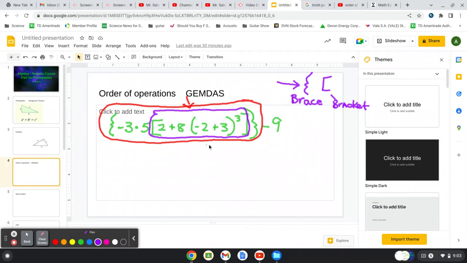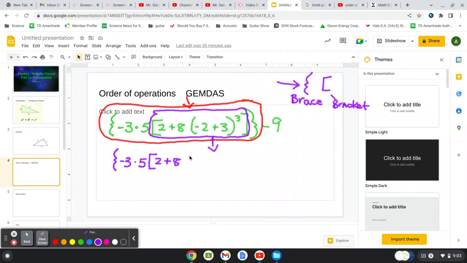We want to do the parentheses. So we're really looking at this first. So let's rewrite the whole problem. Clear it out. We have our brace, -3 times 5. I'll try to write smaller here. We have our bracket, 2 plus 8.